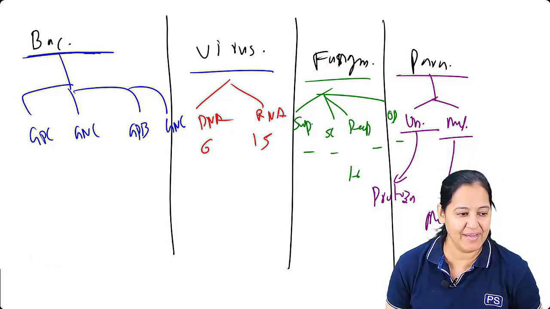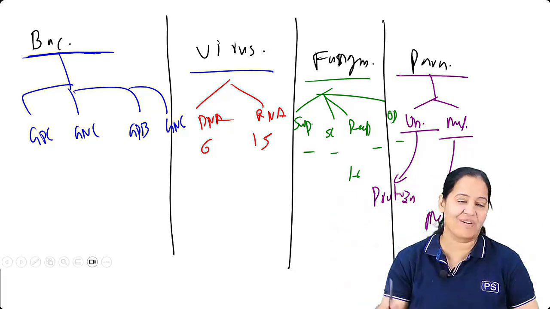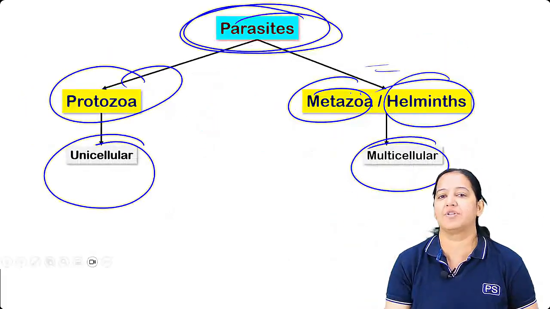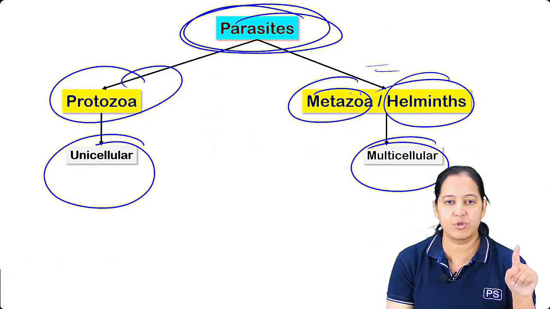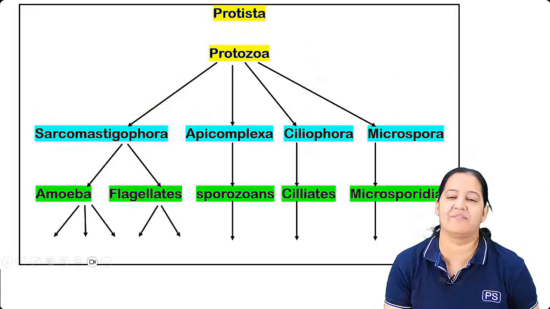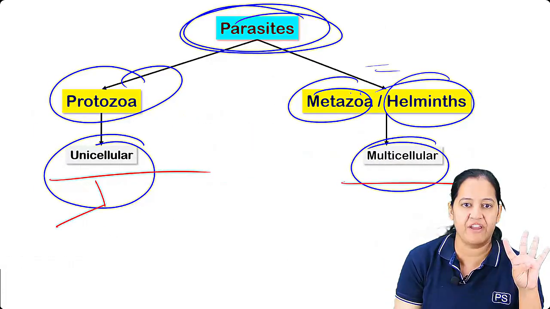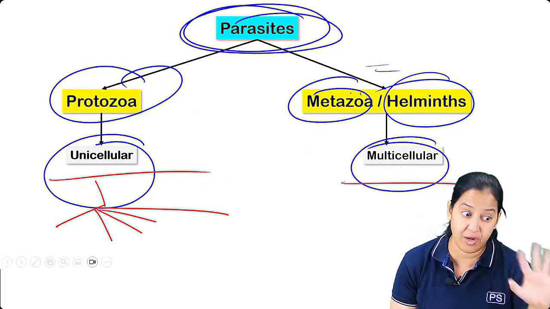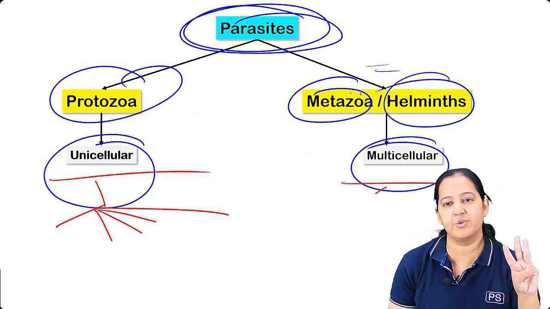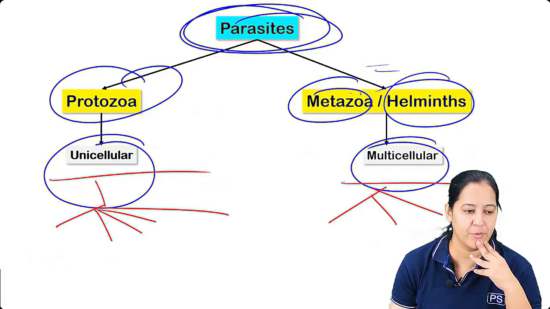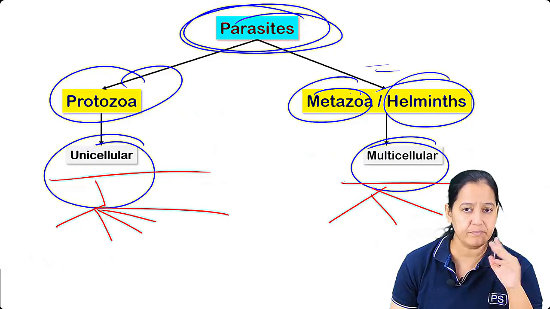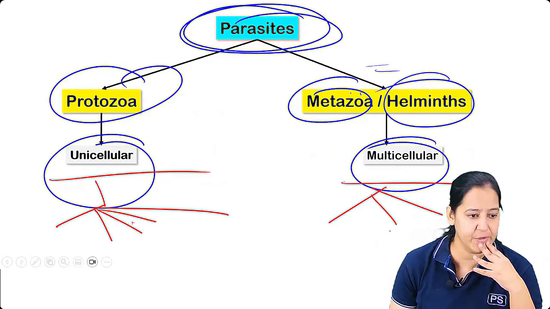So can we go ahead? Learn the basis of classification of all the organisms. Let's continue with parasitology. There are two types of parasites, protozoa and metazoa. Protozoa is divided into 5 categories, you have to learn the 5. And metazoa are divided into 3 categories: cestode, trematode, nematode. So total 5 plus 3, 8 categories you have to learn.